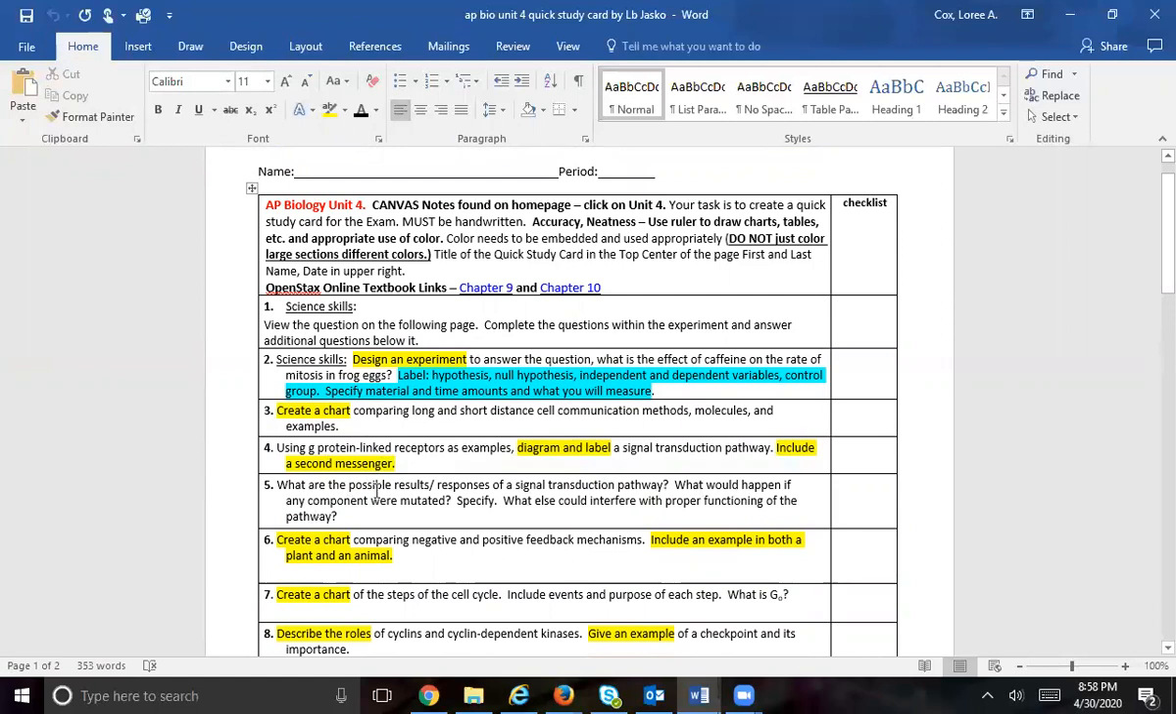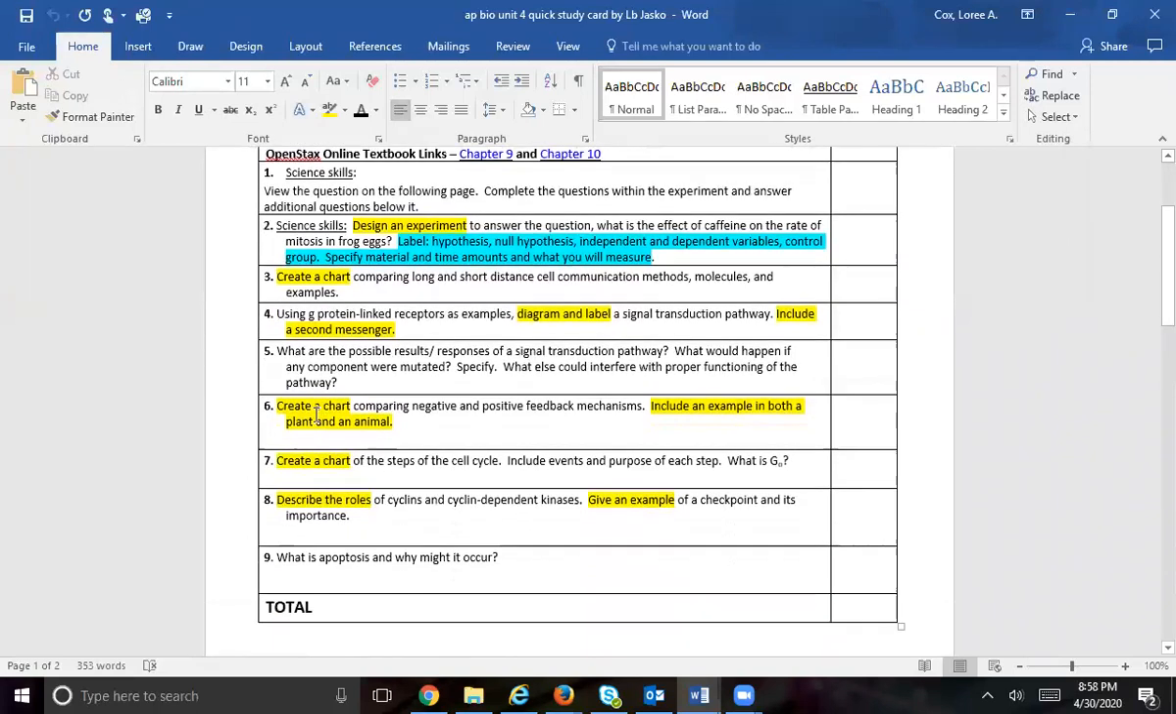Number 5, what are the possible responses of a signal transduction pathway? What would happen if any component were mutated? Specify, so that could be reception, transduction, or response, which part is mutated. What else could interfere in the proper functioning of that pathway? Next, create a chart comparing negative and positive feedback mechanisms. Give an example of both for a plant and an animal. So make sure you have one of each.